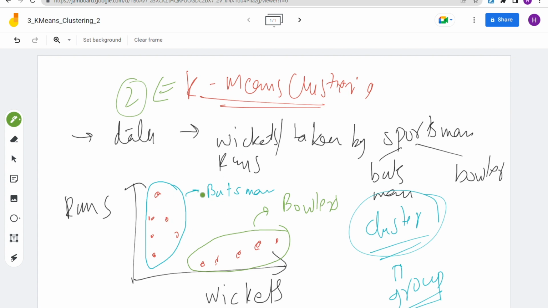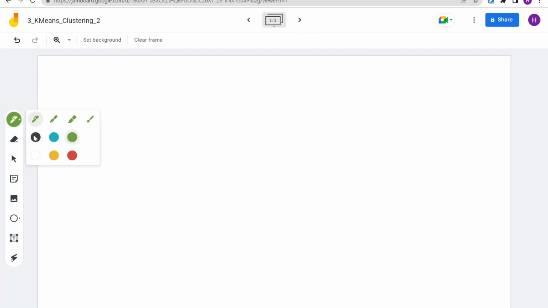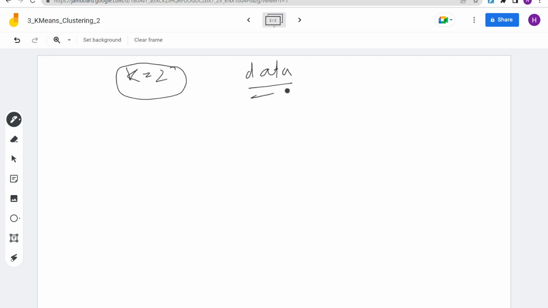But for now, you just need to know that we didn't provide any inputs on how to classify. We have just looked and observed and said, okay, these people look like batsmen and these look like bowlers. So let's see how it makes clusters on its own. The only thing you have to define with k-means clustering is k. So you define k equals 2 and you just give data to this model, and the rest will be taken care of by k-means clustering.